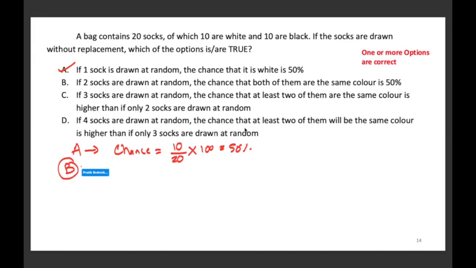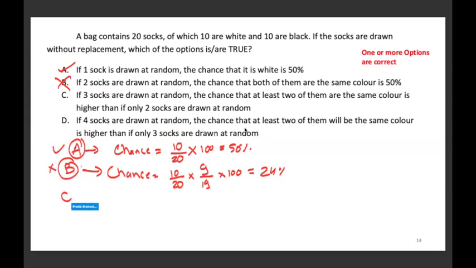B. If two socks are drawn at random, the chance that both of them are the same color is 50%. B ka chance will be what? 10 by 20 after first draw. Then come second draw में 19 बच जाते हैं, उसमें possibilities are 9. So multiply by 100. So this will come to around 24%. So no, B गलत है. Next comes C.